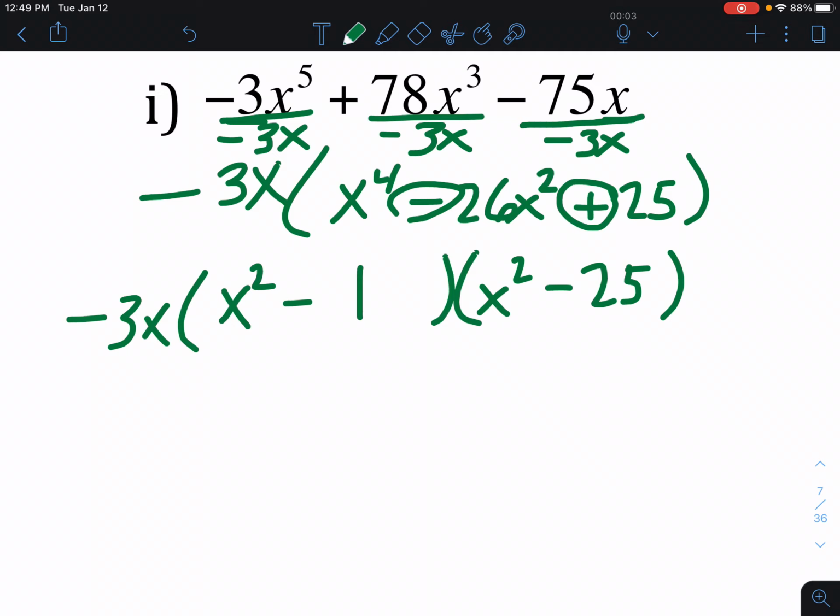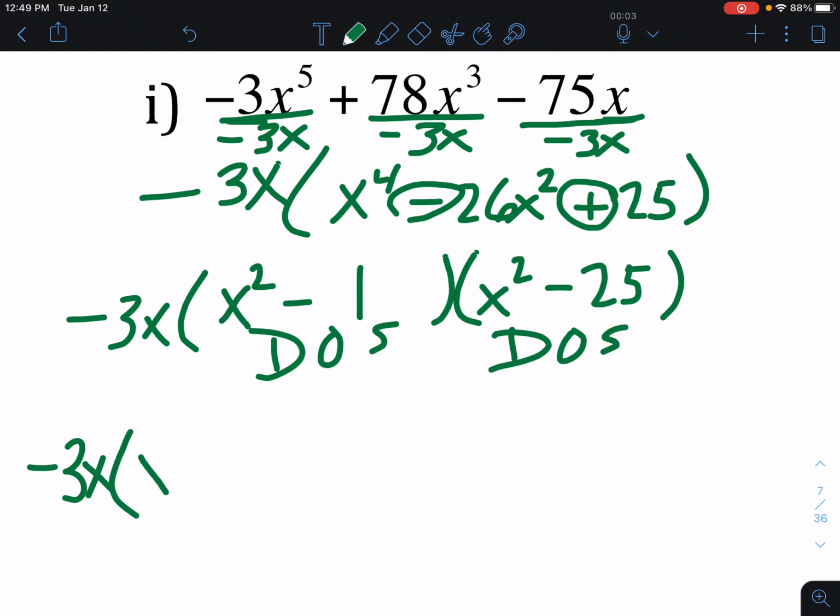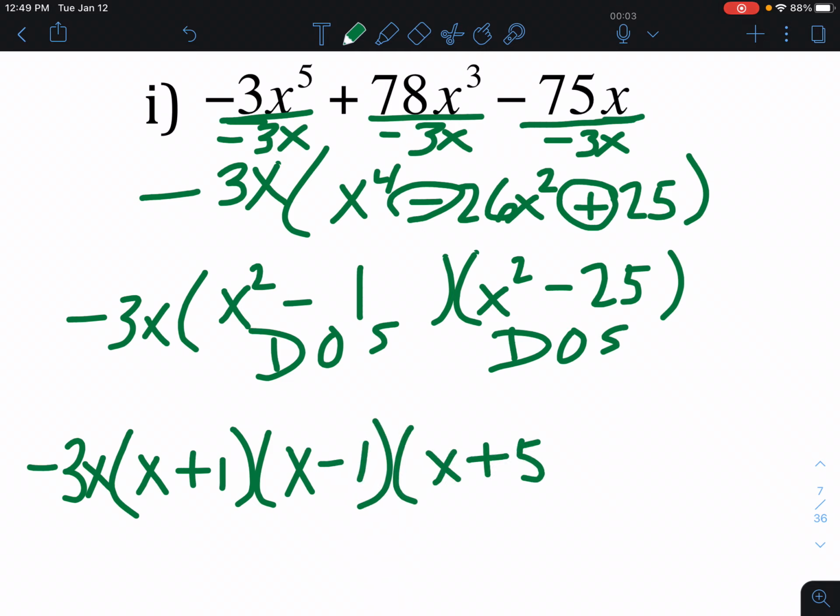Now I can actually factor more. I get a difference of squares here and a difference of squares here. So I have a lot of factoring in this problem. Bring down my GCF. The first one is x plus 1, x minus 1. And then the second, x plus 5, x minus 5. So we ended up having 5 factors here.